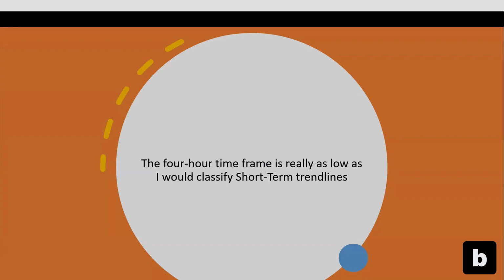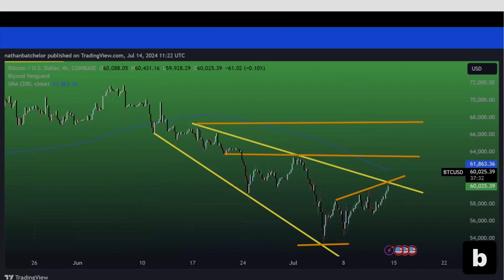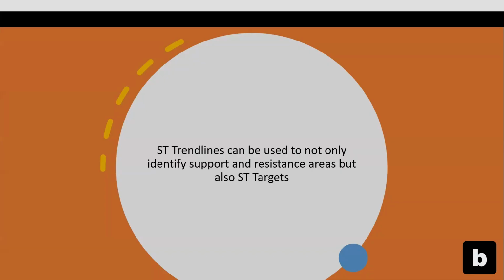And I guess the 4 hour time frame is really as low as I would classify short-term trend lines of importance. Like the 1 hour, it's very easy to break it. If you've got momentum in the 1 hour, it can go basically anywhere, but you want to stick with that 4 hour structure that I mentioned in the beginning if we are going to go on true short-term analysis.